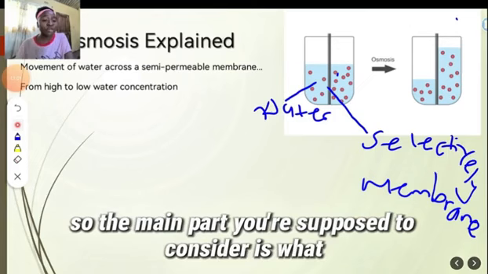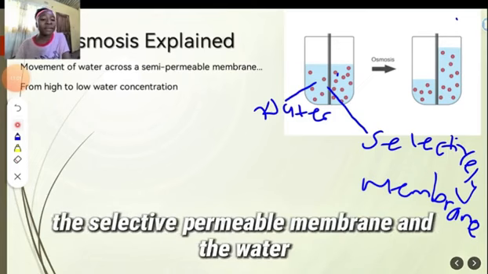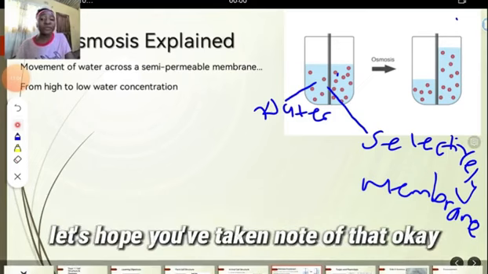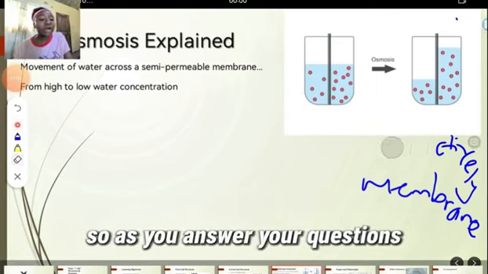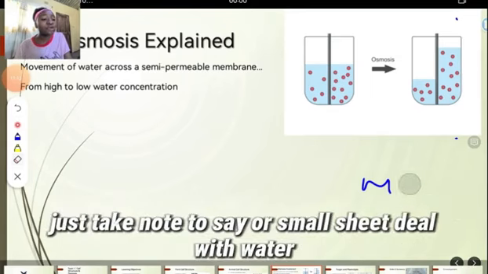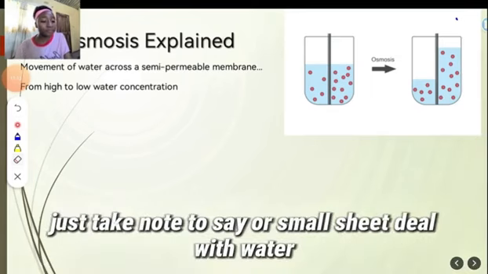So the main part you're supposed to consider is what? The selectively permeable membrane and the water. Let's hope you've taken note of that. Okay, I can erase to fit in some other things. So as you answer your question, just take note to say osmosis deals with water.